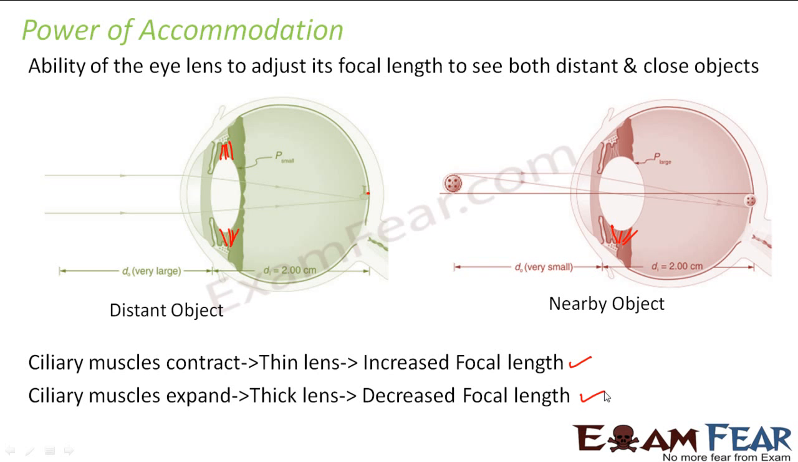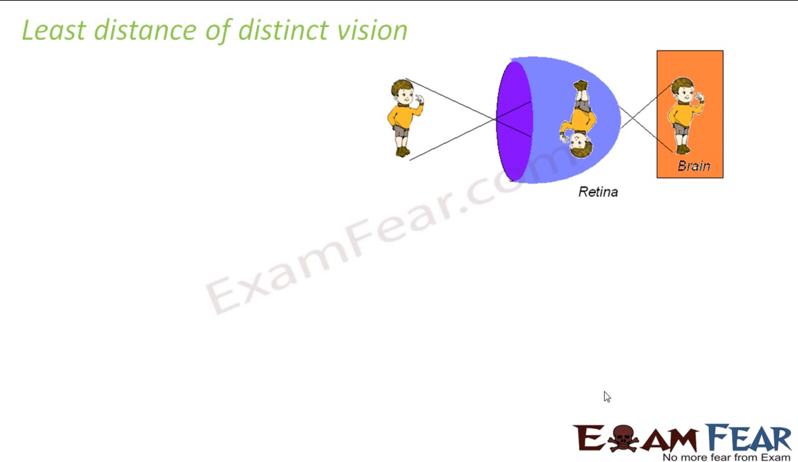So when I talk about power of accommodation, I mean the ability of the eye lens to adjust its focal length so that it can view both distant objects and closer objects clearly. That means it can accommodate both distant objects and nearby objects. That is why it is called power of accommodation of the eye.